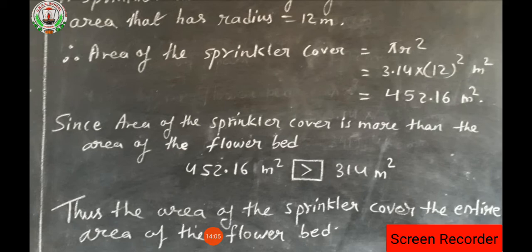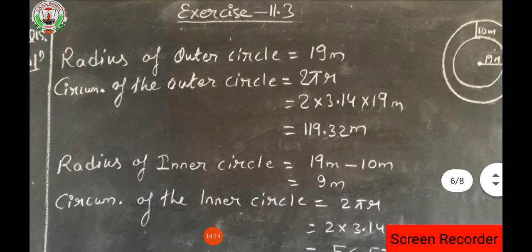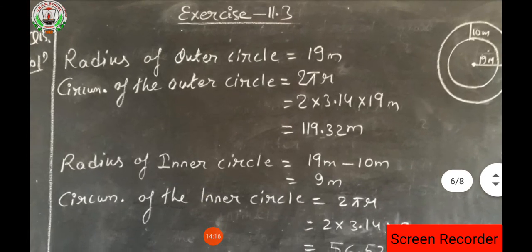Okay, that's why the answer is here. Thus the area of the sprinkle covers the entire area of the flower bed. Clear up to here? Then after that, the 15th question. Here in the 15th question, it's a very simple one.